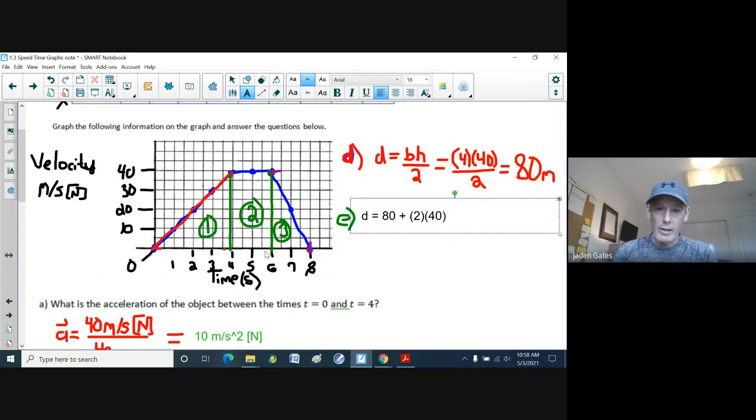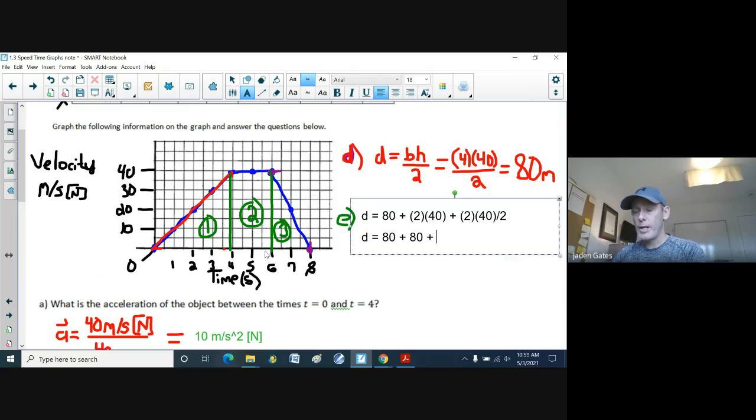And then we got ourselves a triangle again. So number 3, base times height divided by 2. The base of it is 2, because you're going from 6 to 8. The height, well, it's just like our rectangle. It has a height of 40. And then, of course, because it's a triangle, we've got to divide by 2. So our total distance, let's see here. We got 80. 2 times 40, well, that's also 80. And then we got 2 times 40, which I do know is 80 already. And then divide by 2, well, that's another 40 on there.